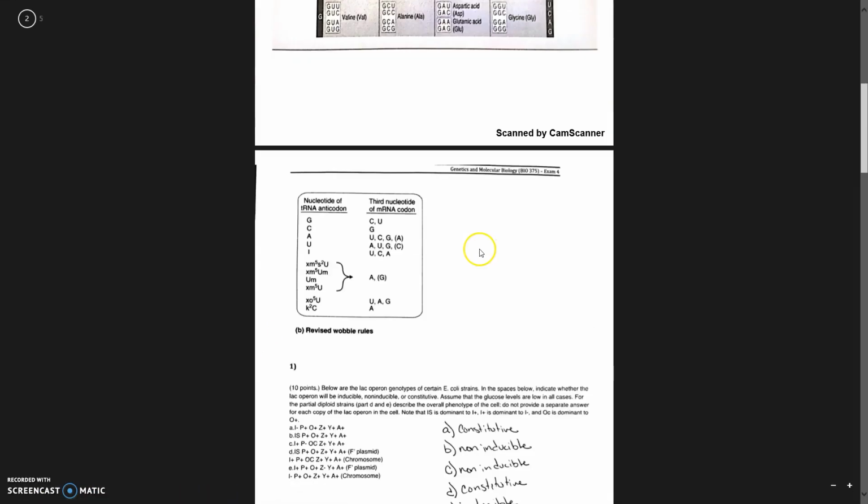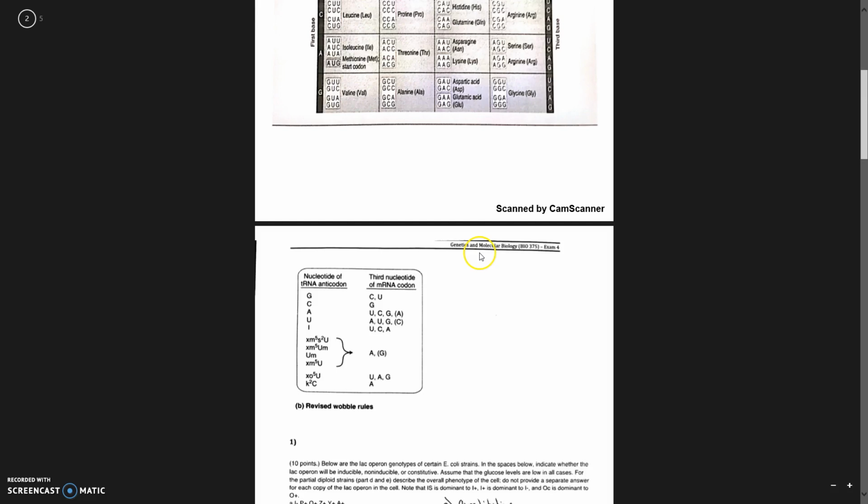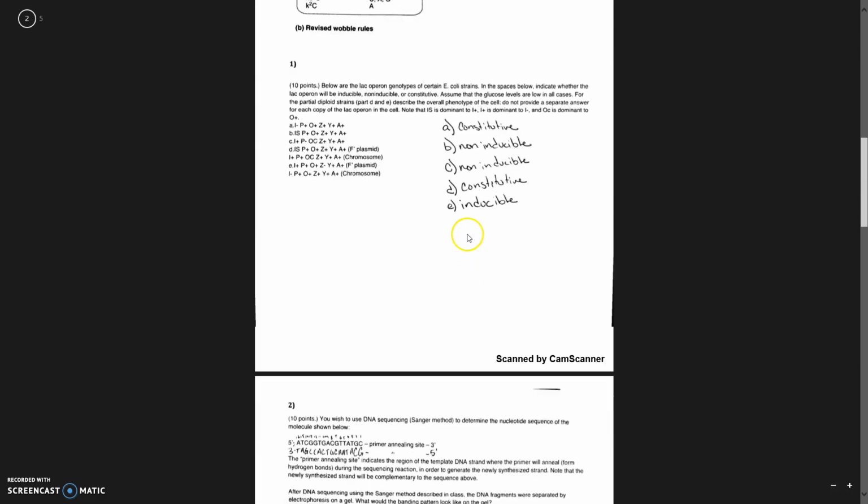Okay, my name is Phil Rosello, and this is exam 4 written answers. Just going to go ahead and start with number 1 here, and this one is asking the overall phenotype of the cell under certain conditions.